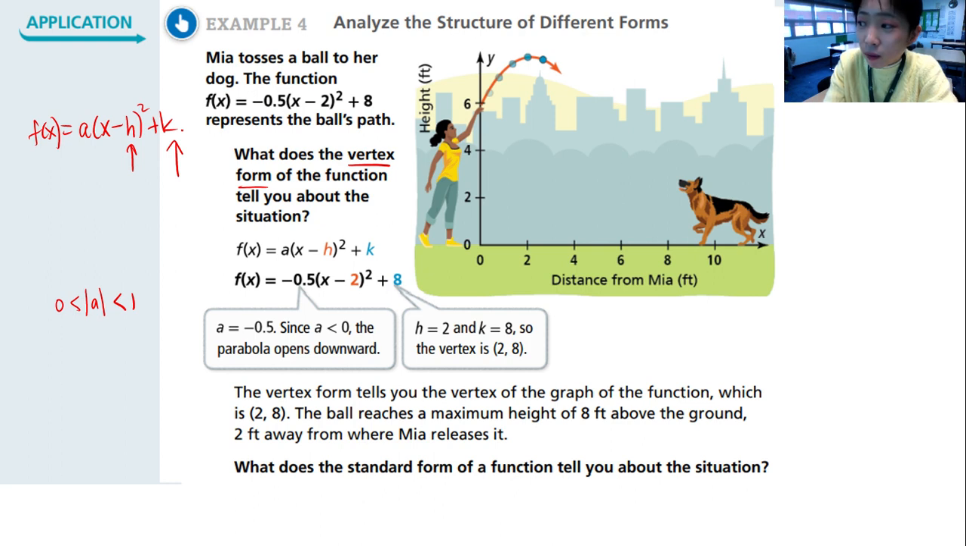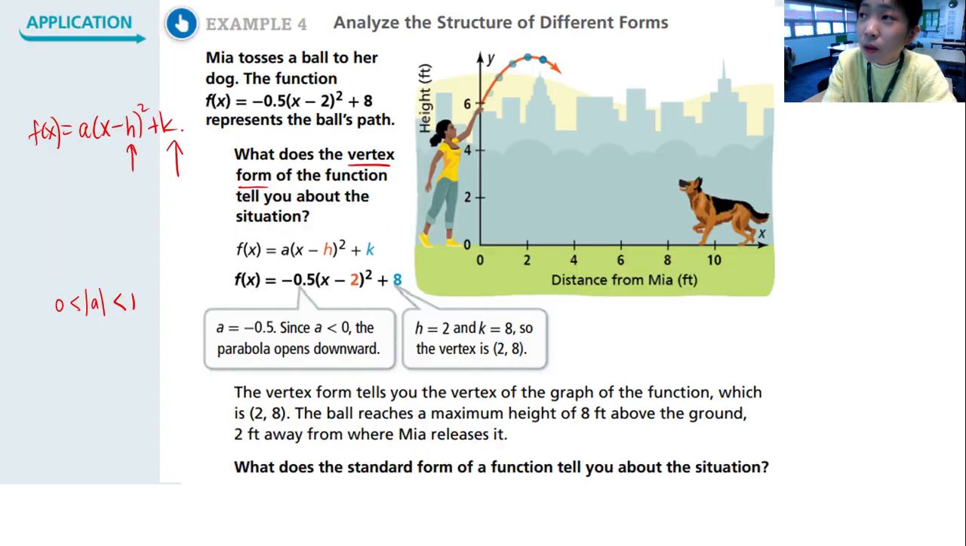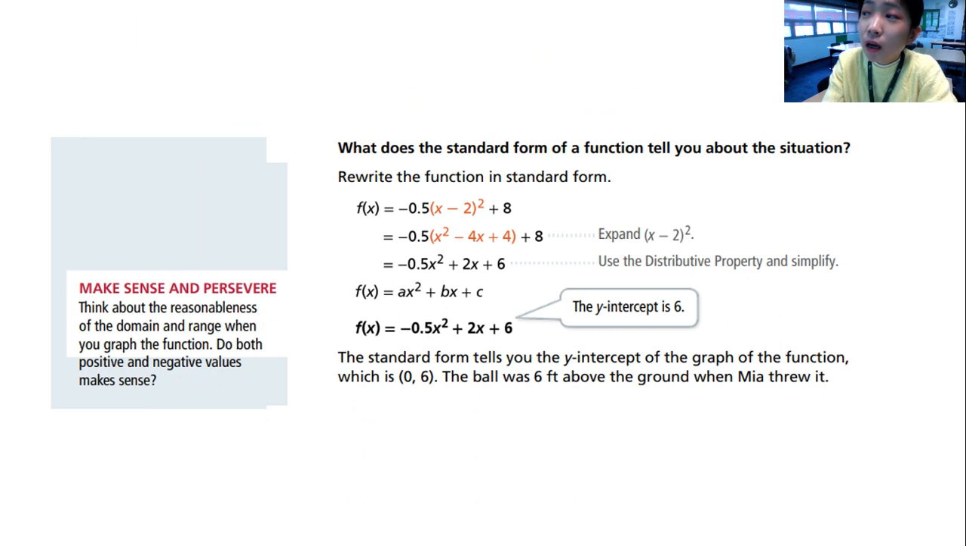What does the standard form of a function tell you about the situation? So if you look at the standard form, you can rewrite the function in standard form, although it's in vertex form. You can solve it out.